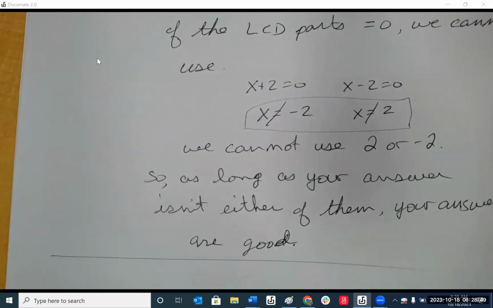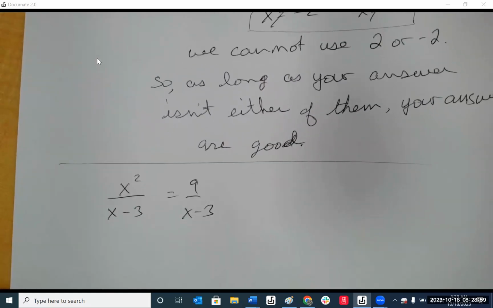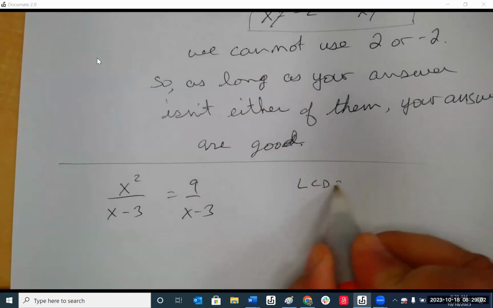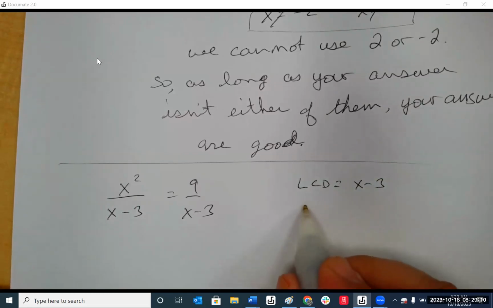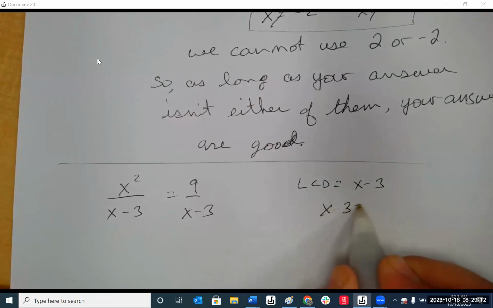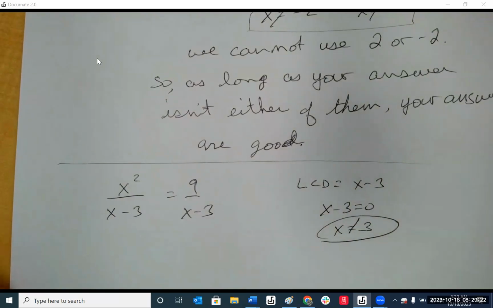For example, let's look at our first one, when we had x minus 3 equals 9 over x minus 3. Our LCD here is x minus 3. So set that equal to 0. So x cannot equal 3. Any other value other than 3 will work for us.